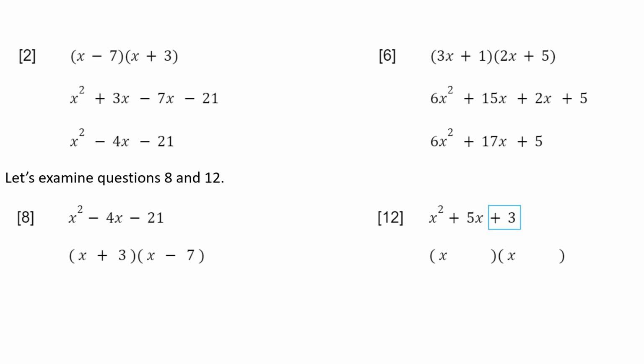Now, the clues available to me. The positive 3 tells me the signs have to match. Right? Positive times positive will make positive, and negative times negative makes positive. It's the plus on the 5 that lets me know it'll be positive times positive, because I have to get a positive in the middle. So each set of parentheses will need a plus sign. And 3, well, the only thing I can possibly think of is 1 times 3.